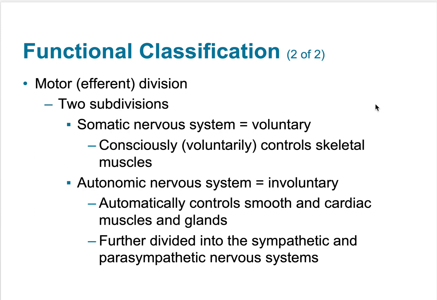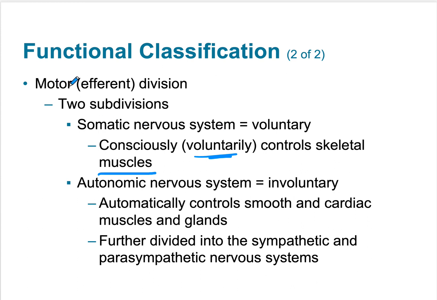There are two divisions of what we call your motor division. You've got your somatic nervous system, which is voluntary. This is the one that you can consciously control, and it has to do with skeletal muscles. We've talked about this a lot because we just finished all the skeletal muscles. Remember, of the three muscle types, skeletal muscle is the only one that is voluntary. So that's called our somatic nervous system, a division of the motor nervous system.